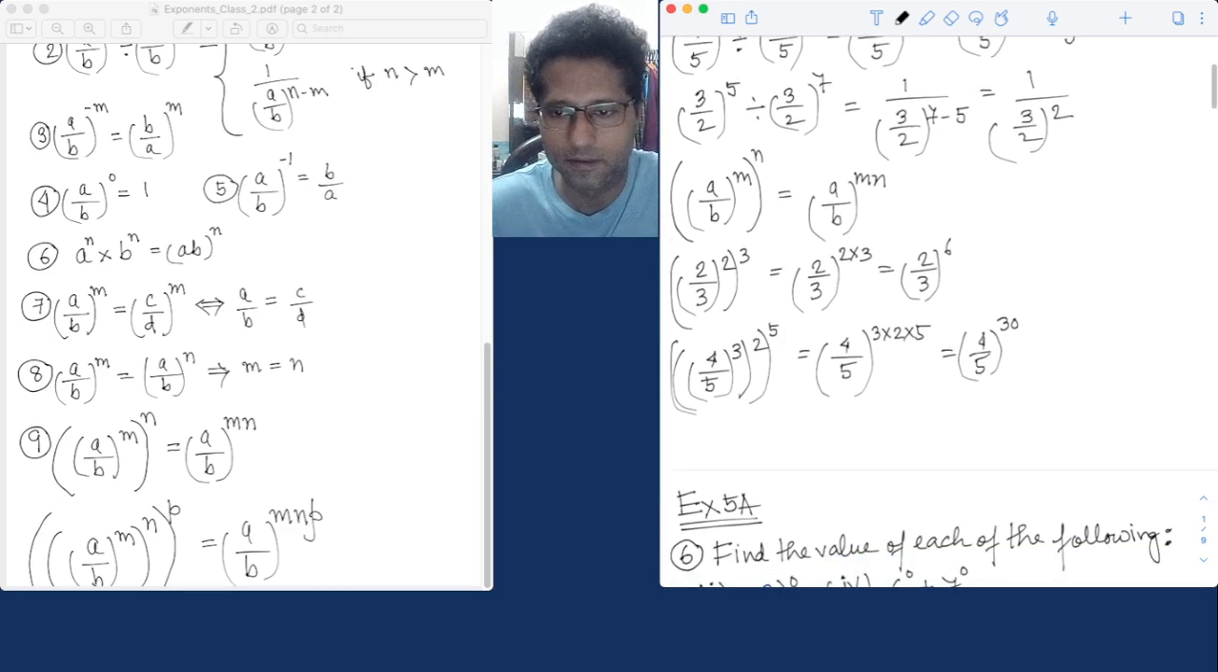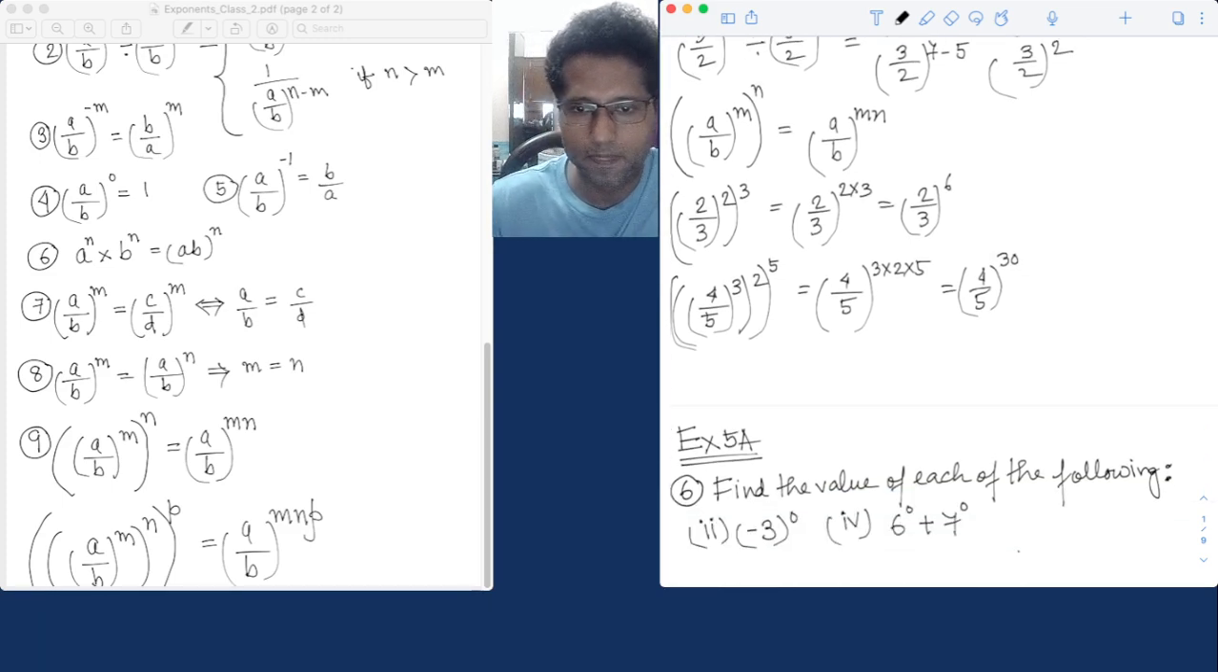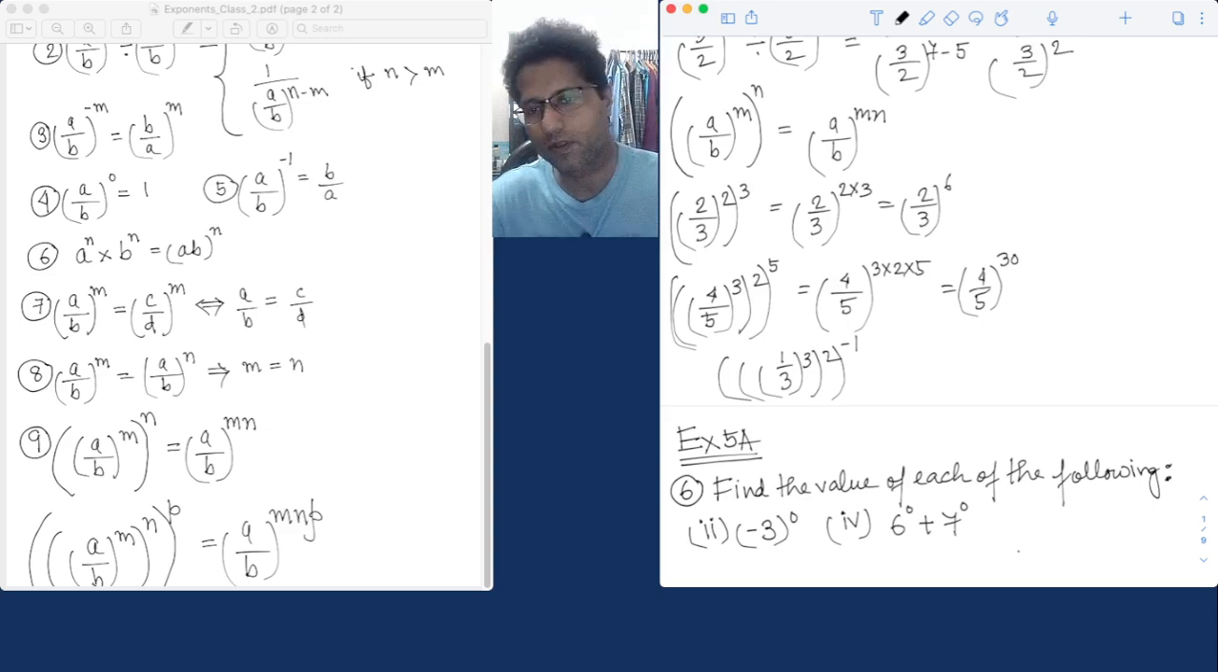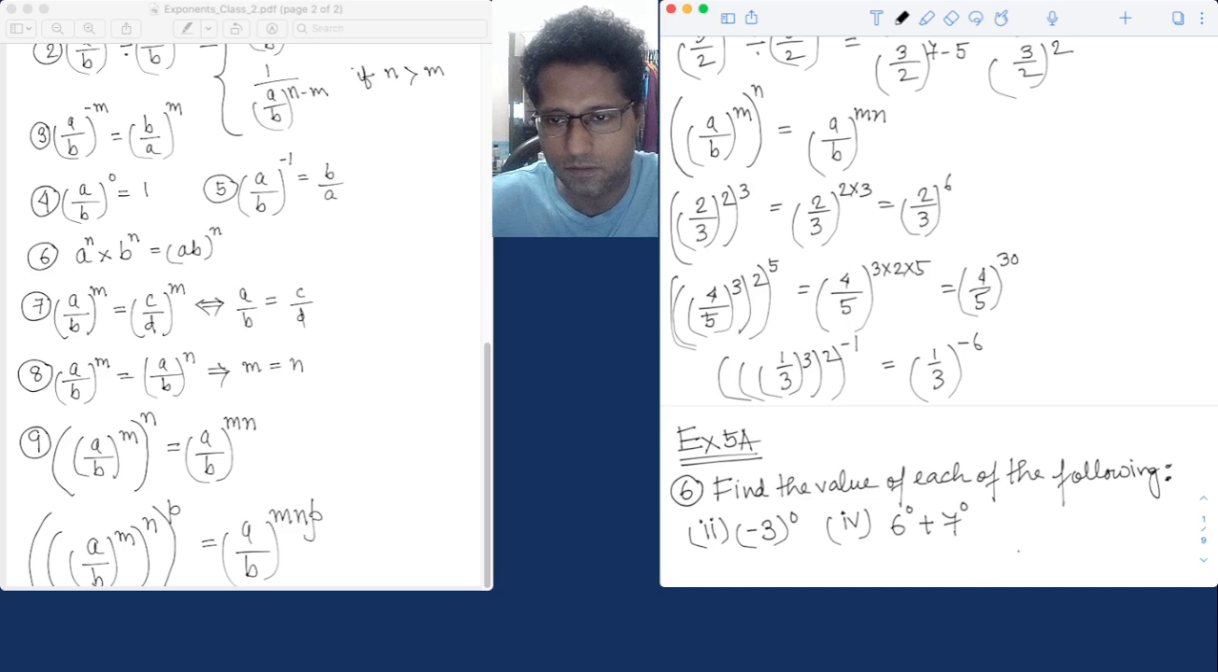Again, just to give you an example, what will be 1 by 3 raised to the power 3, raised to the power 2, and raised to the power minus 1? This is nothing but 1 by 3 raised to the power minus 6. The last power, minus 1, is nothing but a reciprocal.